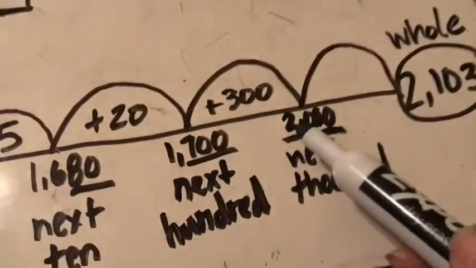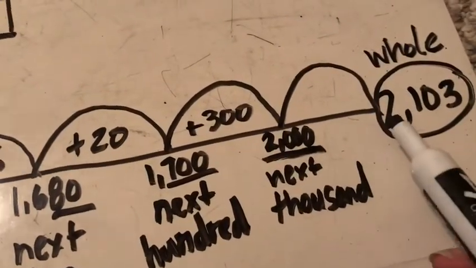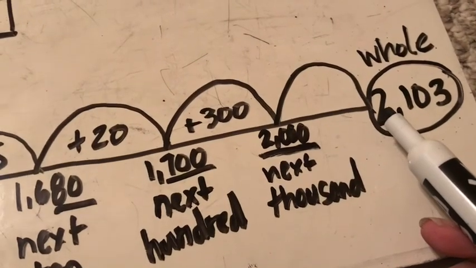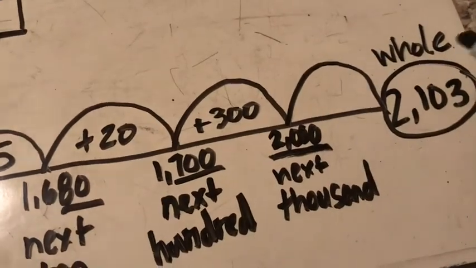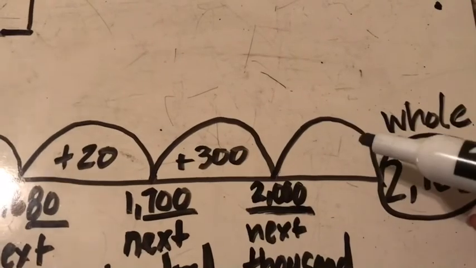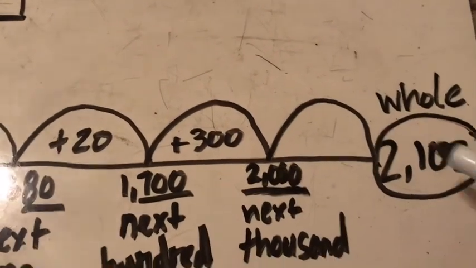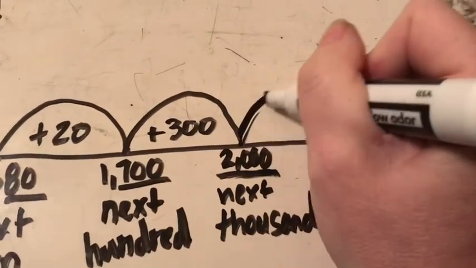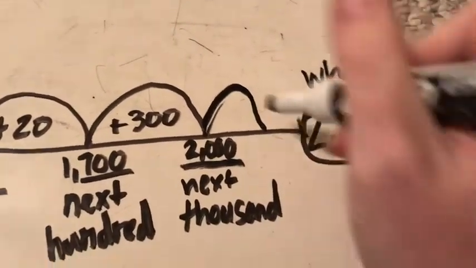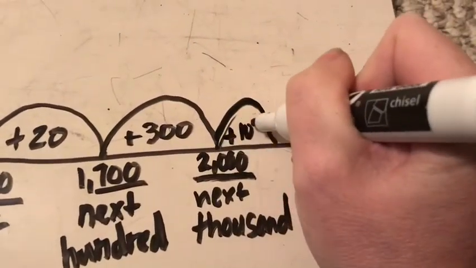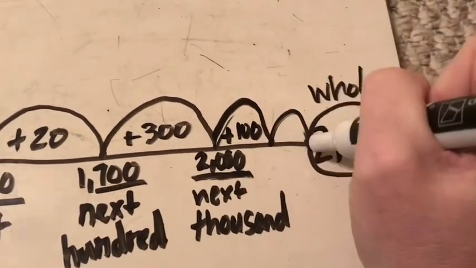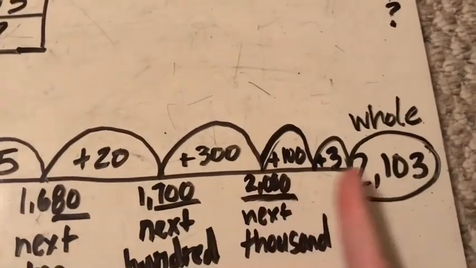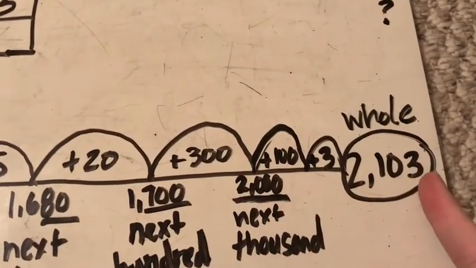All right, so now I'm at 2,000 and I want to get up to 2,103 because now I'm up to my next 1,000. Now I could take this in 2 jumps or I could take it in 1 jump. I'm going to actually back it up and take it into 2 jumps for you guys. So if I need to get to 103, that would be a jump of 100 and then a jump of 3. And then that will get me up to 2,103.